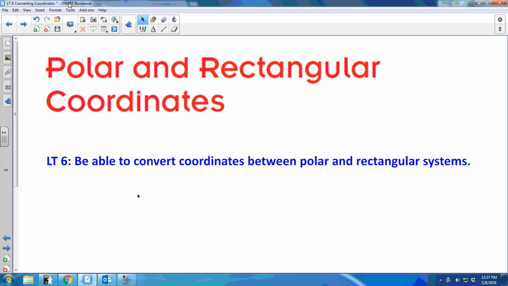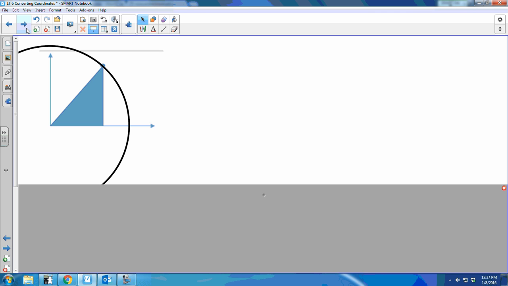Alright, line target 6. We're converting rectangular coordinates to polar coordinates, and vice versa. So again, I'm going to show you how all the formulas came about so that you aren't like, these are just random things they made up, because they're really not that hard to figure out.